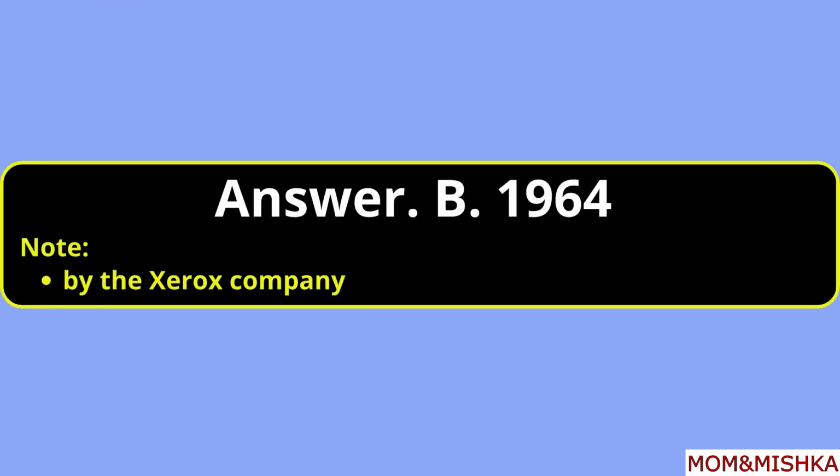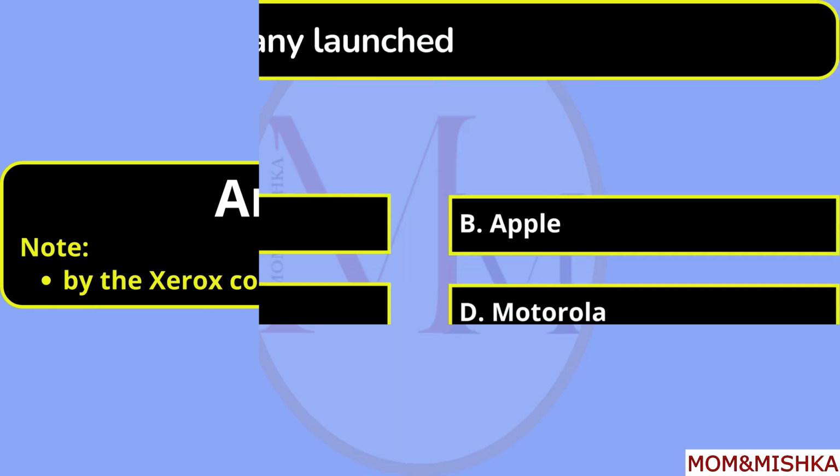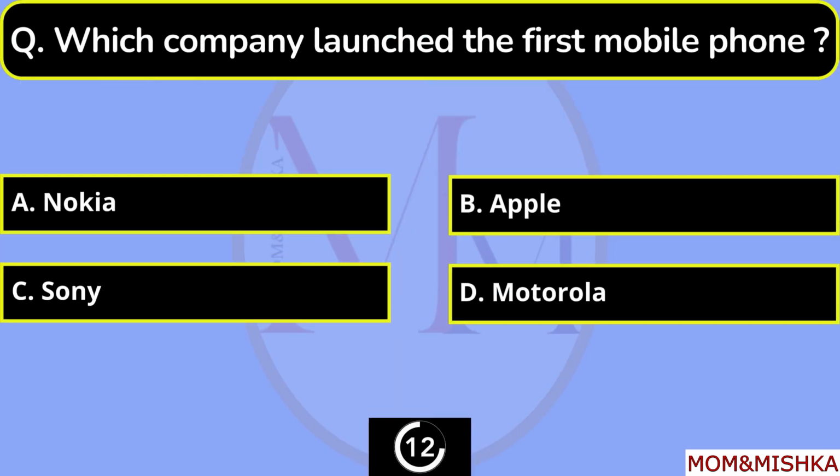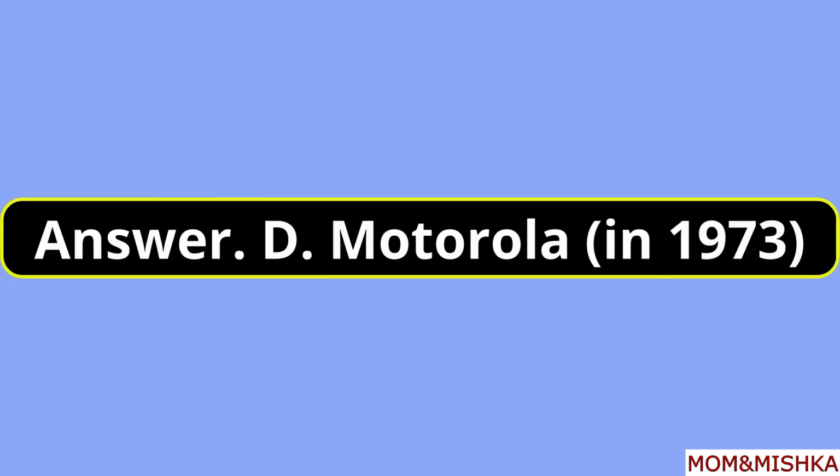When was the modern fax machine invented? In year 1964, option B, by the Xerox Company. Which company launched the first mobile phone? Motorola in year 1973, option D.